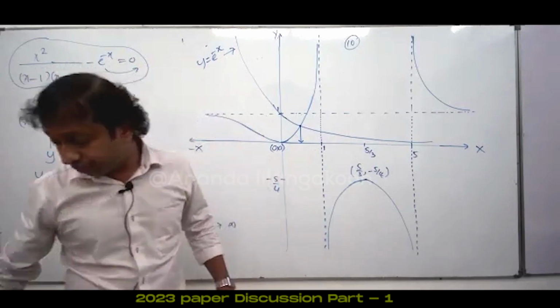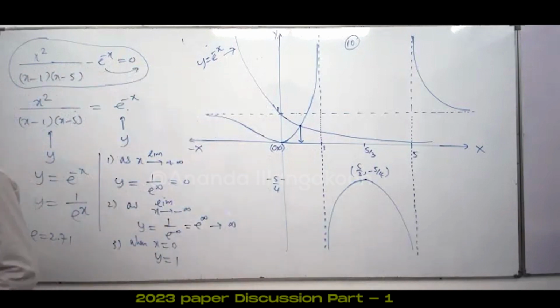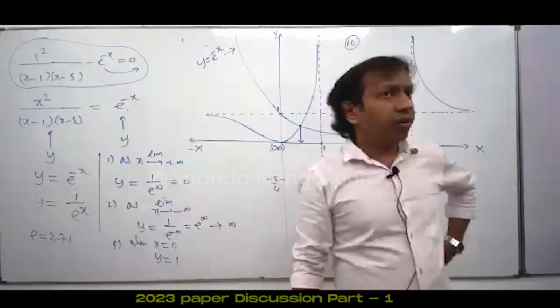I write down like this, one sentence. The solutions of the given equation are the x coordinates of the points of intersection of the above graph and the graph y equals e to the power minus x.